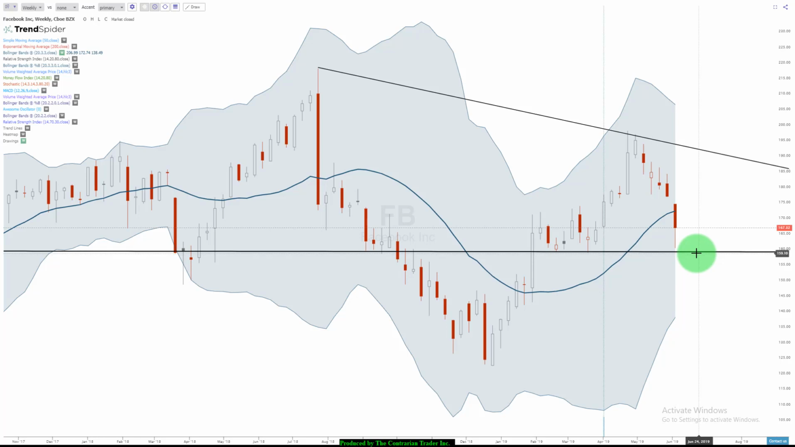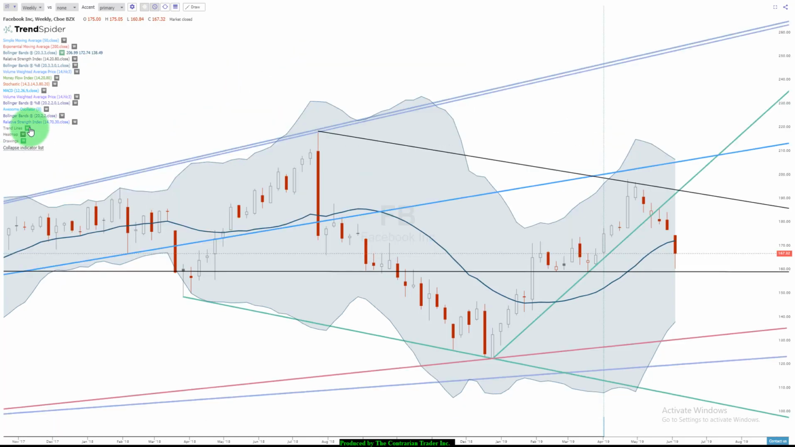If we do, which I do believe that we are going to, if we do break down and close below 160 per share on a weekly basis, we're going a lot lower. Let's throw up some trend lines here to identify where we may be going. I think we could head down here at a bare minimum to about 131 to 135 per share, because this is an ascending lower band of support, so it's rising.